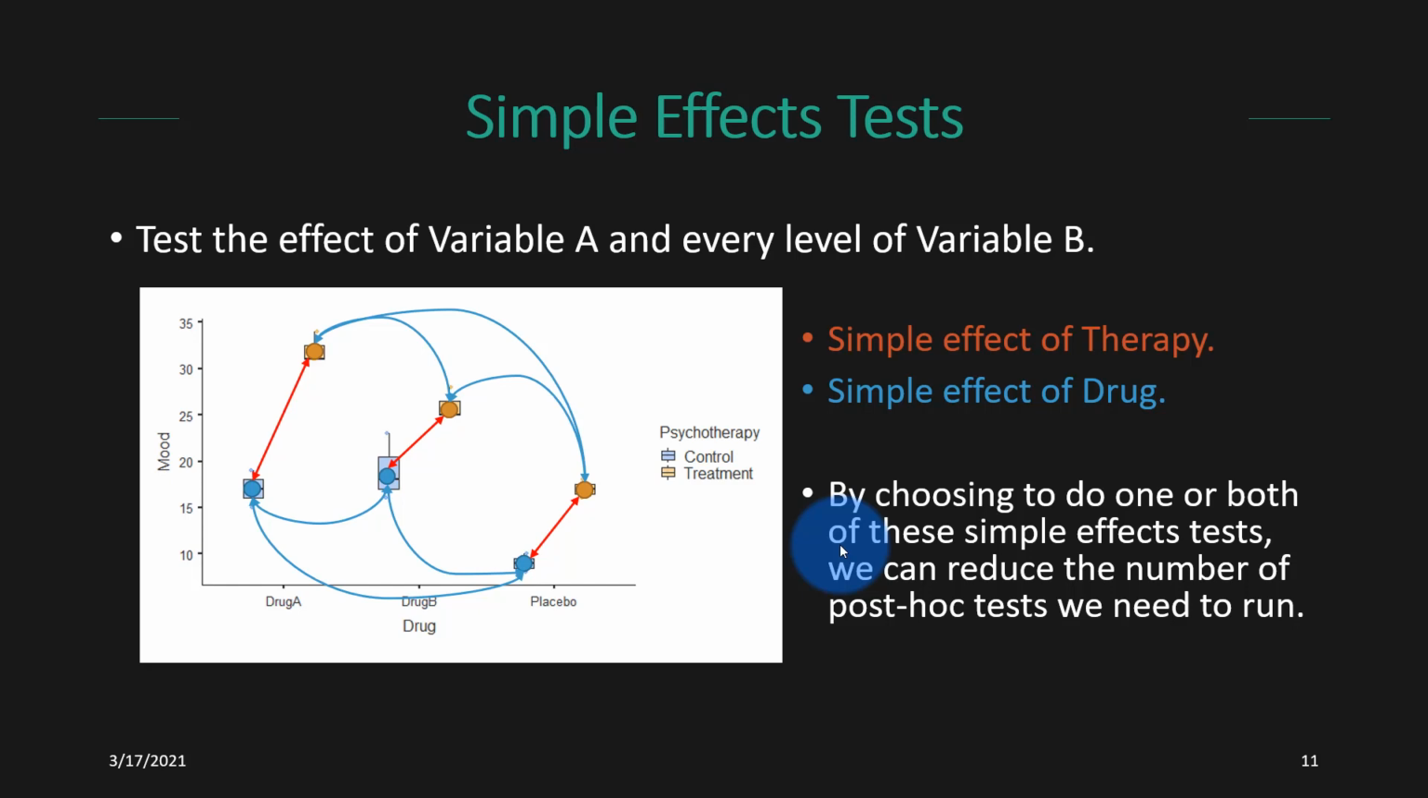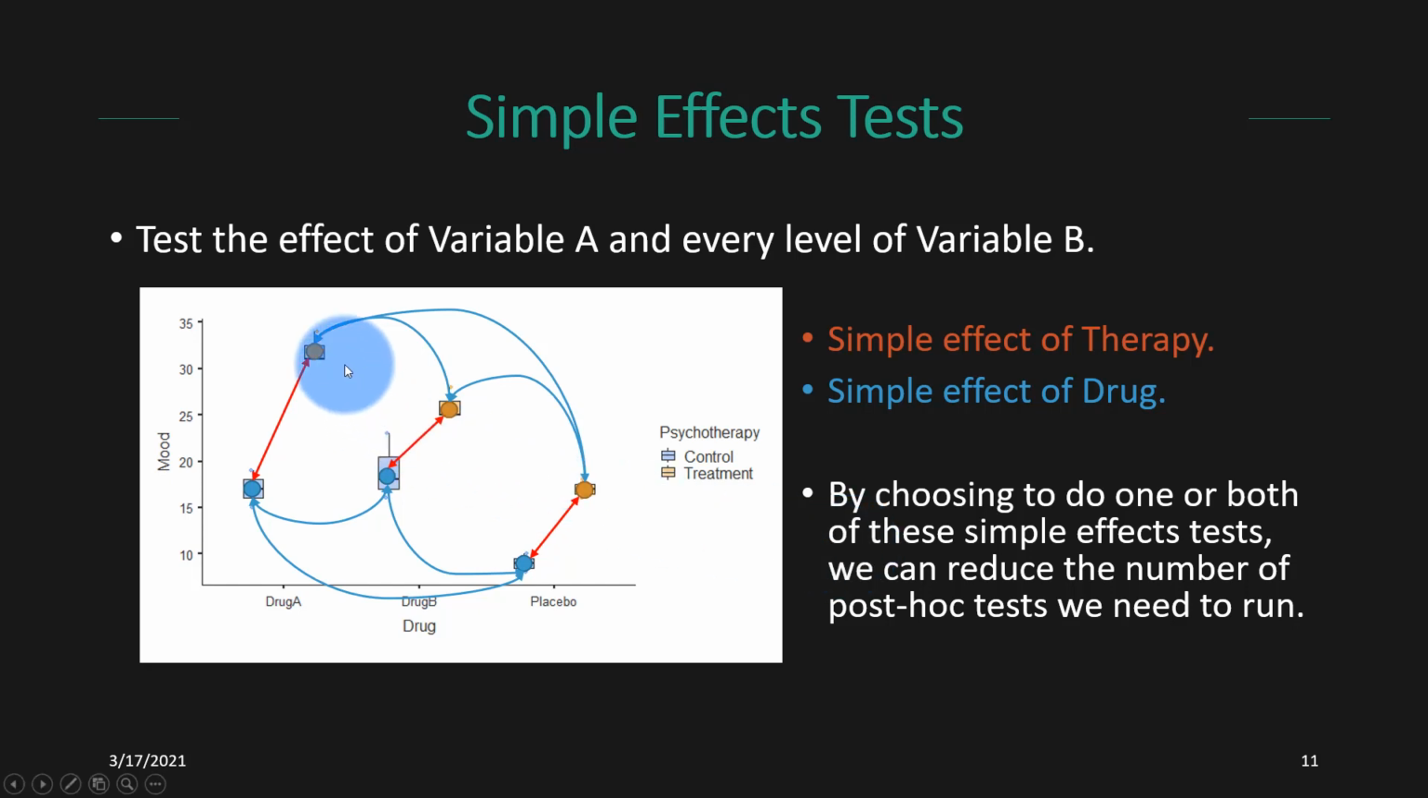So this method of doing simple effects tests is a good way of answering things that are relevant to your hypotheses while saving yourself a few statistical tests that might not be the most interesting or the most informative. One of the cons of this method, however, is that not a lot of stats programs do this by default because it's a little bit harder to program. It depends a lot on exactly how many variables you have and what analyses you're running.